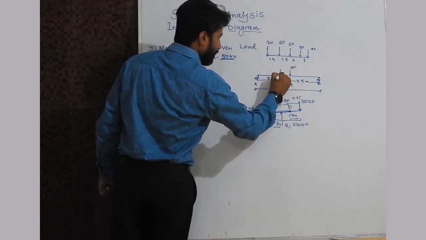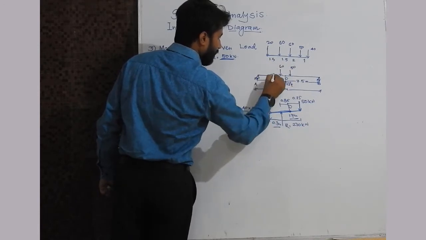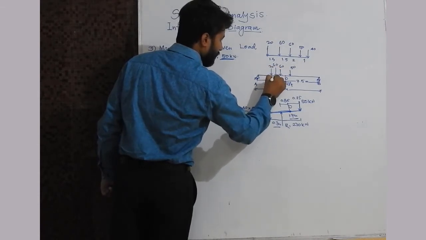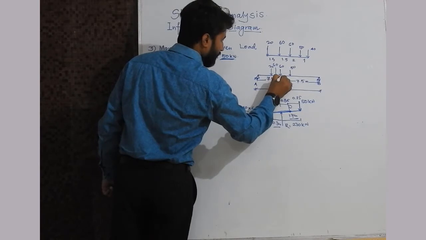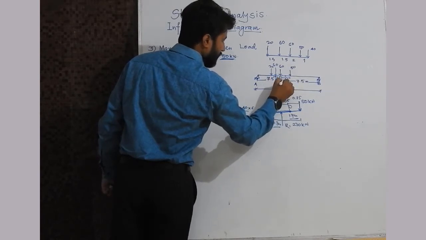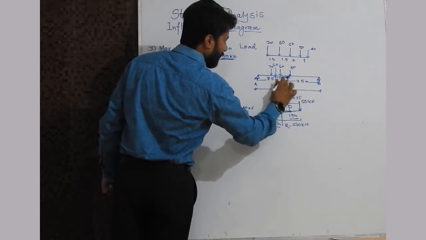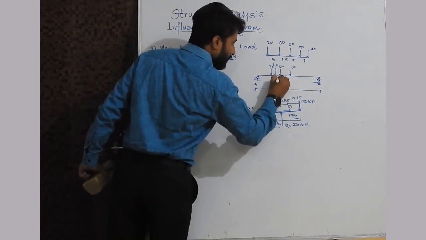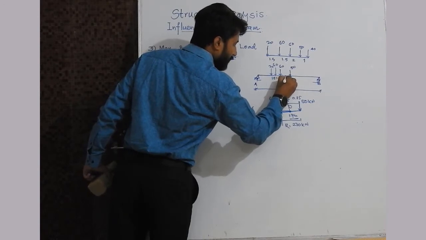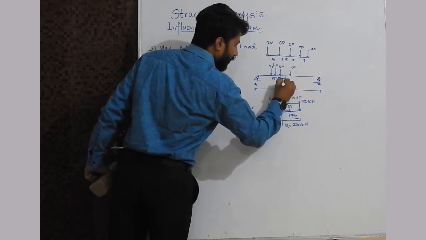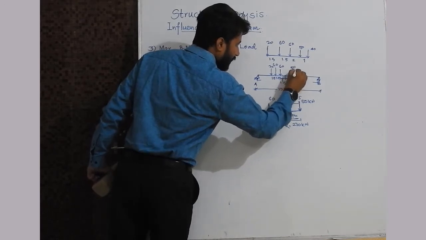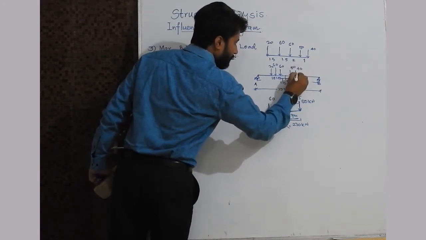We will put this load 60. We will put again this 60, then 20. This is 1.5. This is 1.5, and this distance is 1. Sorry, now this one is 1.5. This one is 1.5. This distance is 1.15. This distance is 0.85, and this is 40.